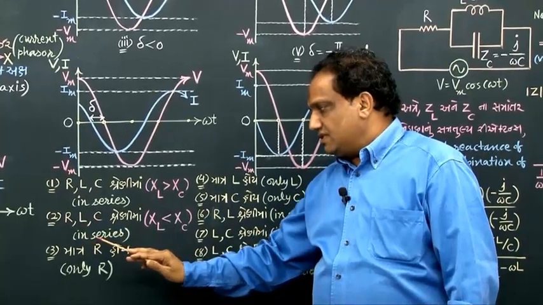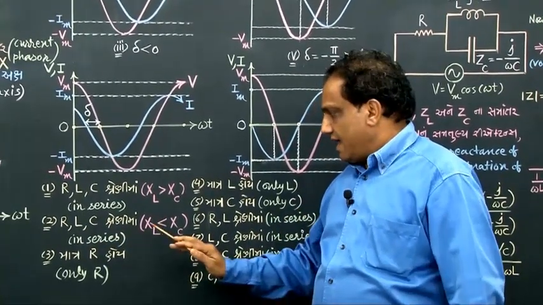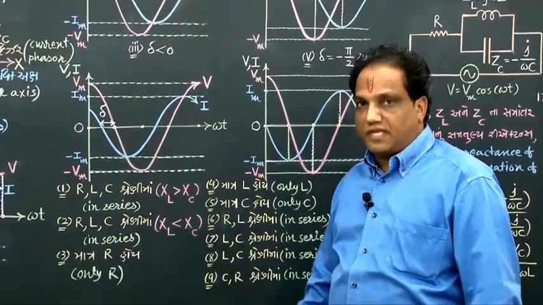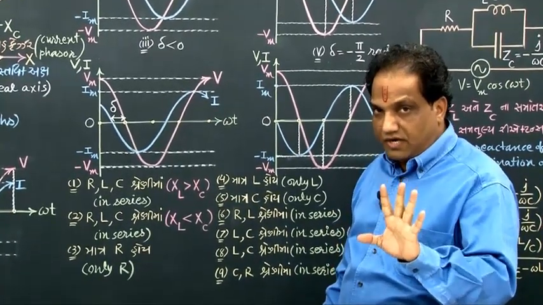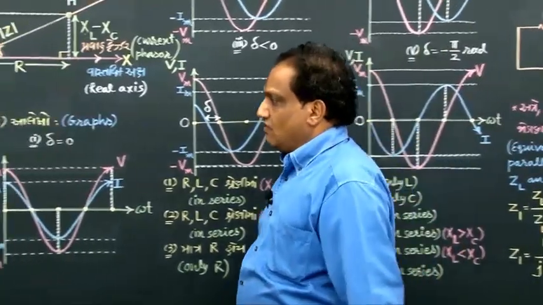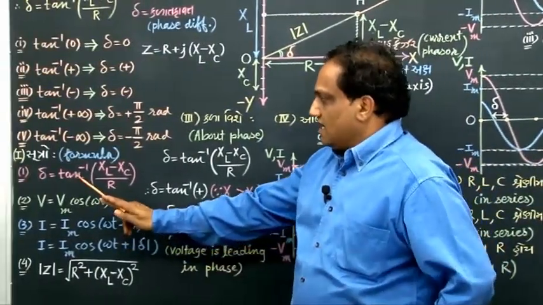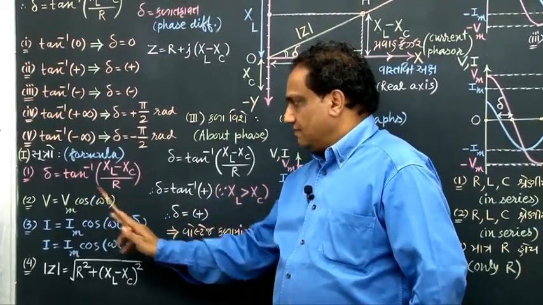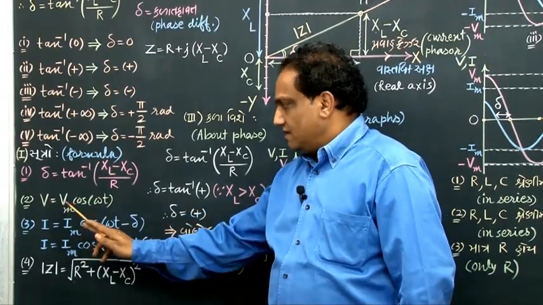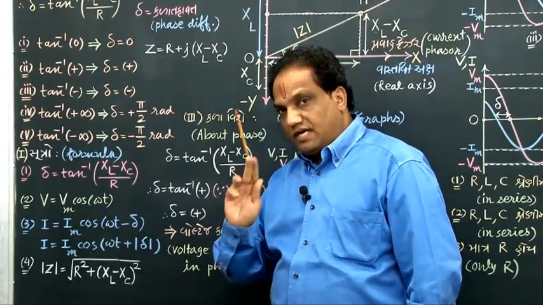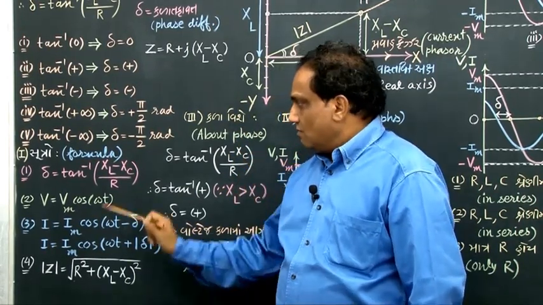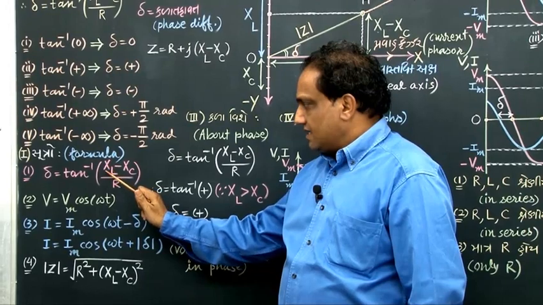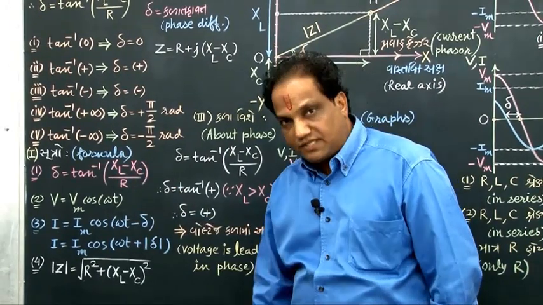RLC everything in series, but XL less than XC. XL less than XC. Tell me what changes would you like to make? I am showing you. First of all, the delta formula we can write this way. Then the voltage formula, but because delta is negative, how can we say that delta is negative? I am showing you. Put it here. XL less than XC.